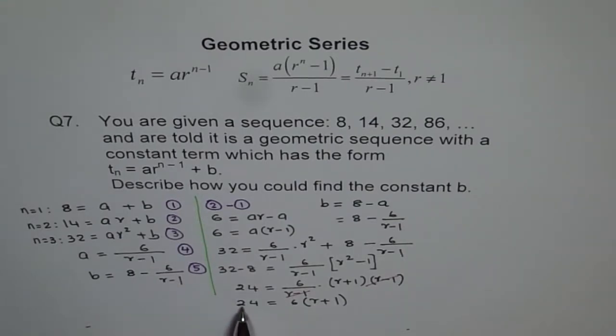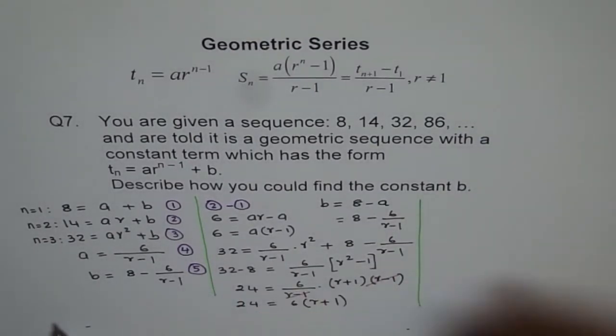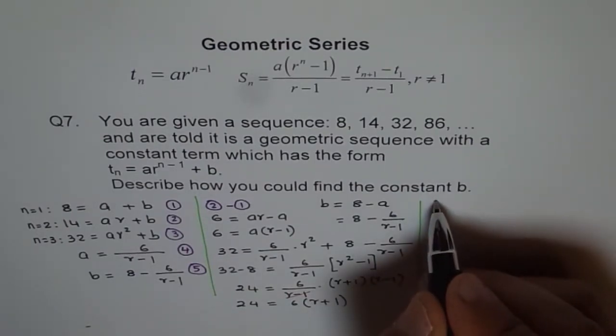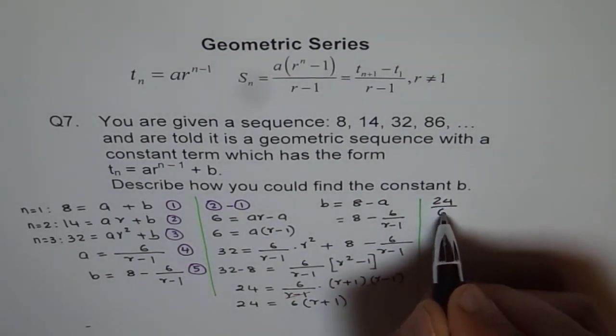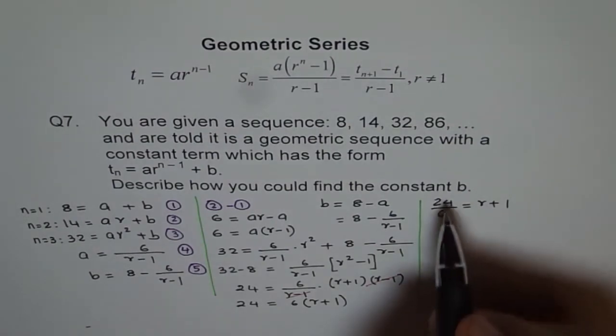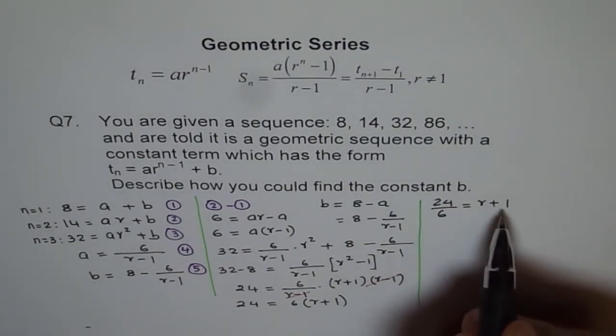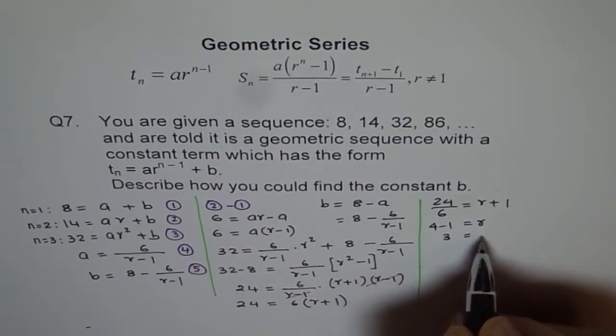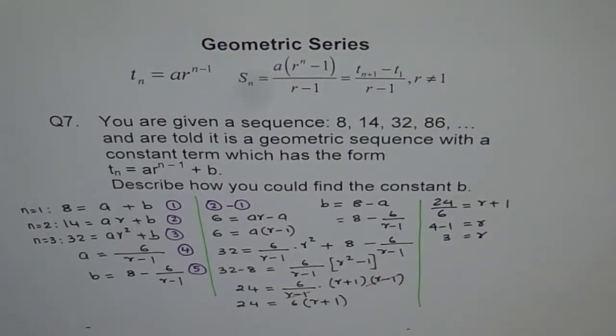I'll divide 24 by 6 and then take away 1. Correct? So let me do this part here, and then I'll write down all the answers right there. So I'm going to divide 24 by 6. Let me write it here: 24 divided by 6 equals R plus 1. Correct? 24 divided by 6 is 4. 4 minus 1 equals R, or 3 is the value of R. So we got R as 3.